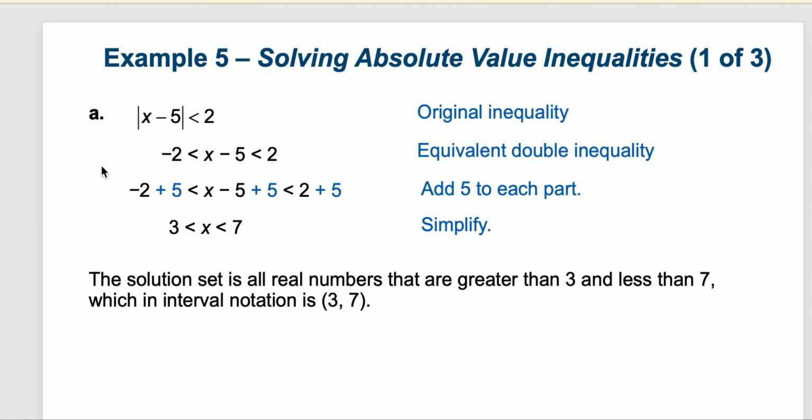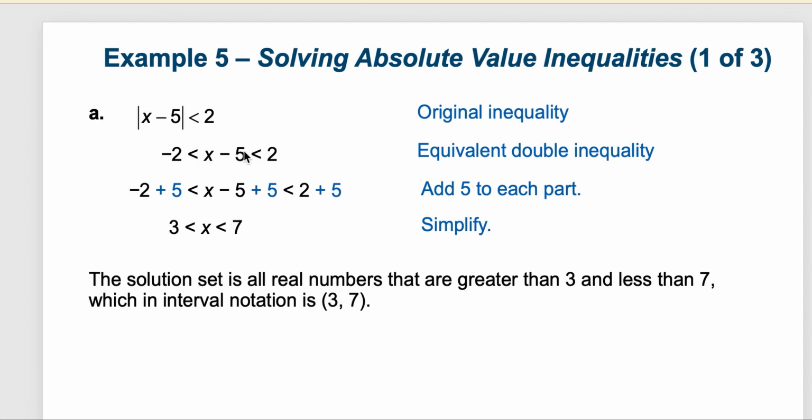So that's what we have over here. It's going to be bigger than negative 2 and smaller than positive 2, and you have x minus 5 in the middle. So whatever you have inside the absolute value, that's going to be your middle value right here. And to solve this inequality, we need to isolate the x.